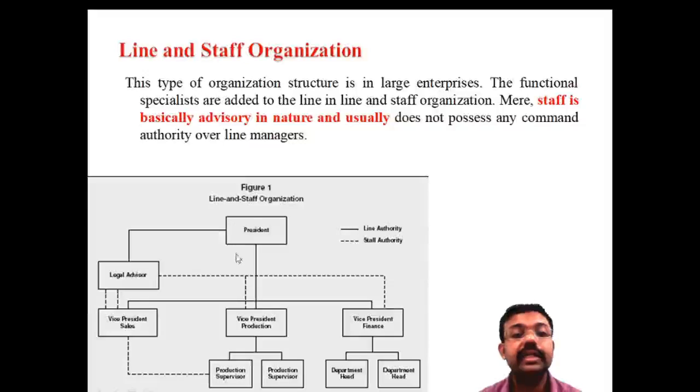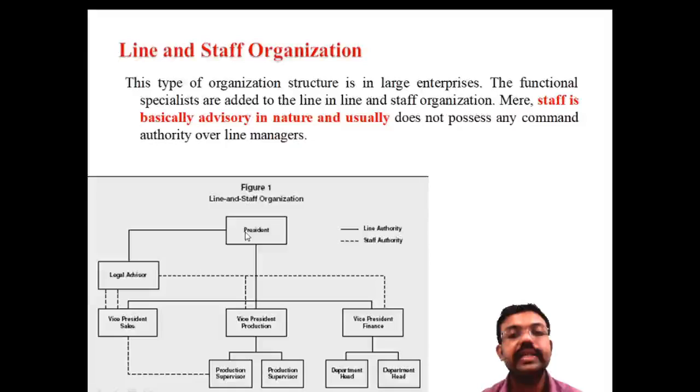And here there is a president and there is a legal advisor. The vice president of sales gives legal advice to the legal advisor, the vice president of finance gives to the legal advisor, the vice president of production also gives advice to the legal advisor. That means this advice also reaches the president. The legal advisor communicates the entire advice from the different mid-level managers to the president.